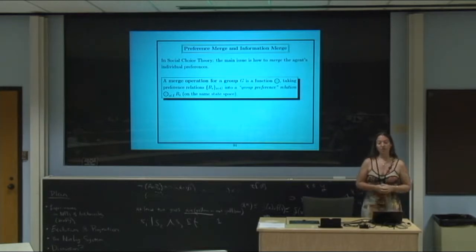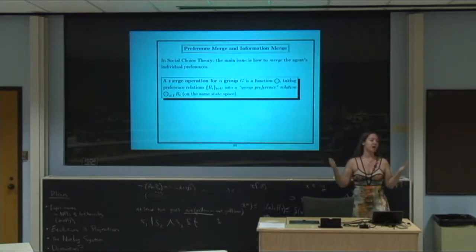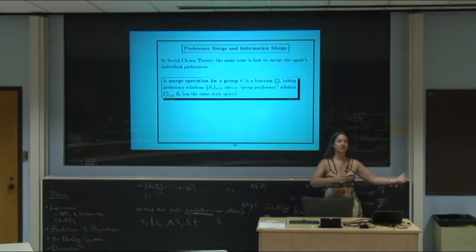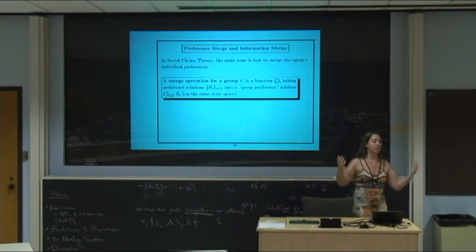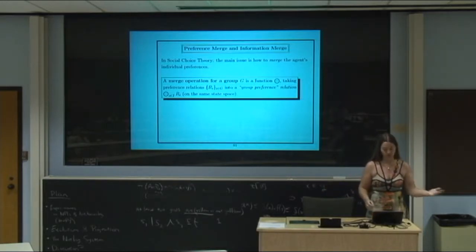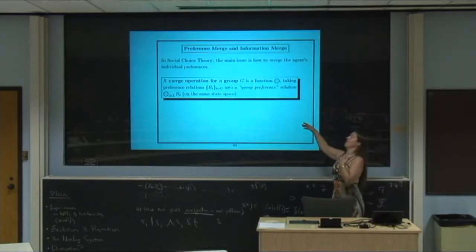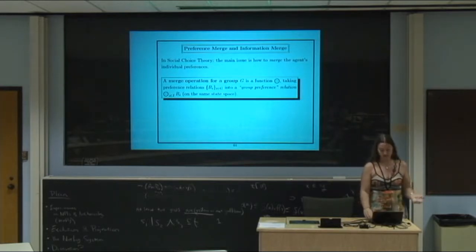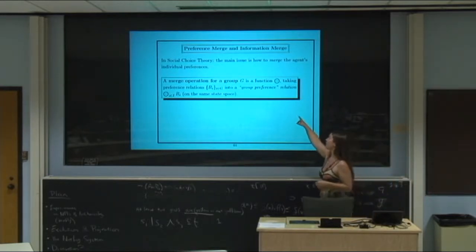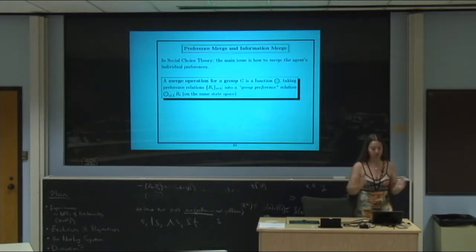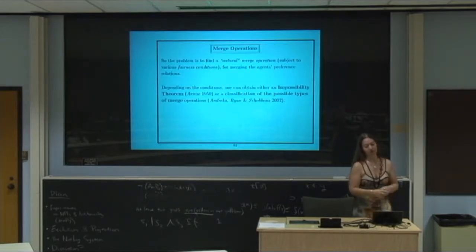So one of the main issues is how to merge the agents' preference relations. Now we're talking about plausibility models, but those are very similar to the notion of a preference relation that's being used in social choice theory. In social choice theory, they study merge operations for groups of agents, where each preference relation R is the specific preference of one agent, and you merge that for a whole group, and then you take some specific merge operation.